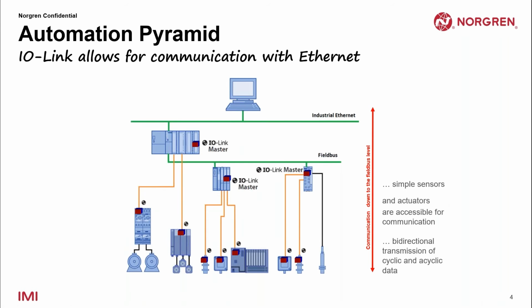So here we're showing an example of plant architecture with IO-Link. The IO-Link master is placed at the IO level and establishes the connection between the IO-Link sensors and actuators and the automation system. With IO-Link, sensors and actuators are accessible for communication and can be handled by the automation system, or HMI, in the exact same way as more complex field devices connected to the field bus.